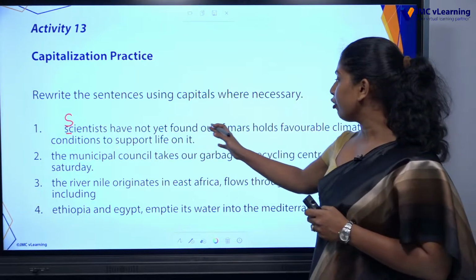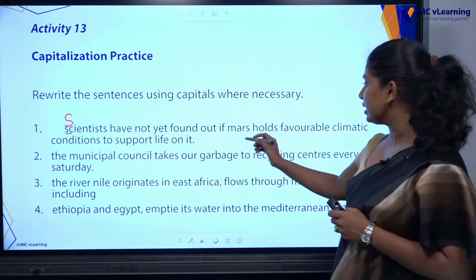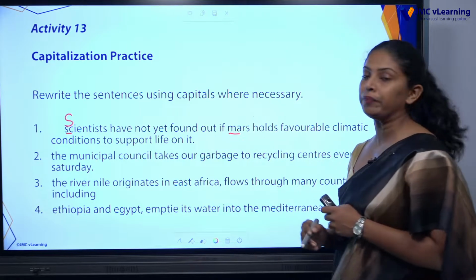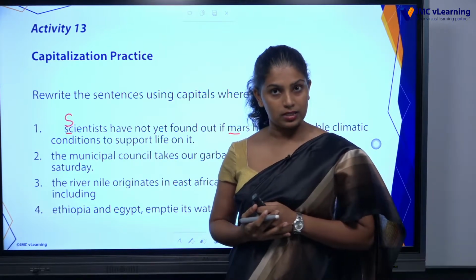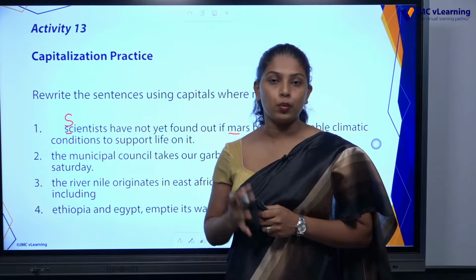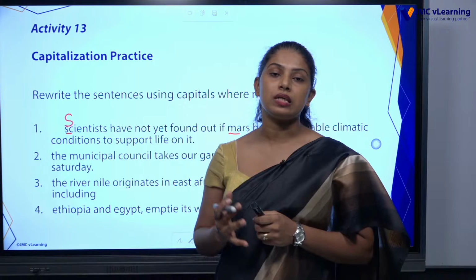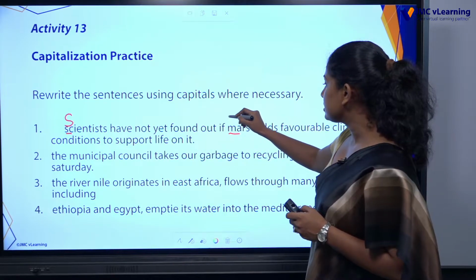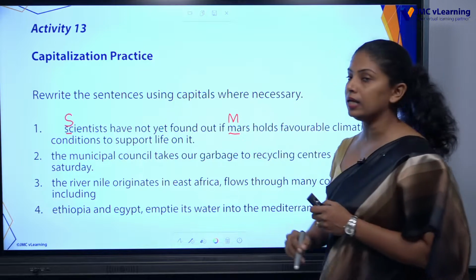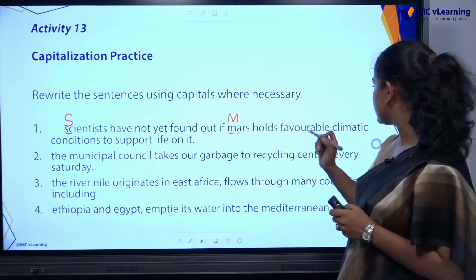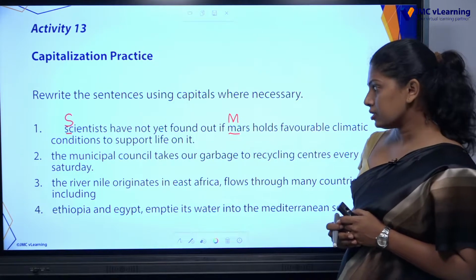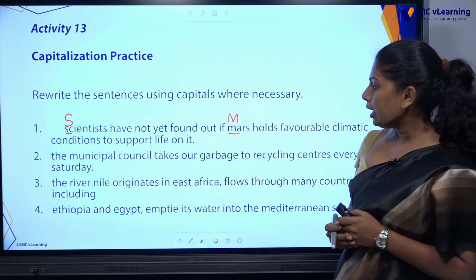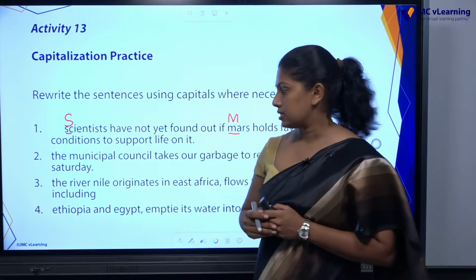Then when we are going through this sentence, you can see this word Mars. Mars is the name of a planet, that is a proper noun. So we can't write proper nouns using a simple letter. So here also we have to change this simple M into capital M. So we can see those two changes in this sentence, and let's move to the second sentence.